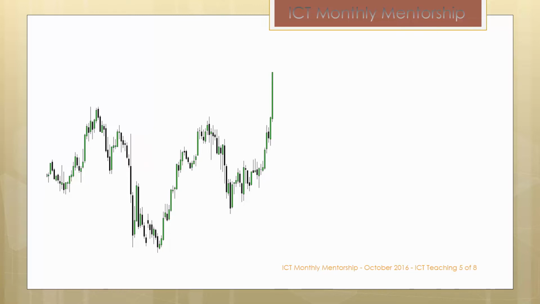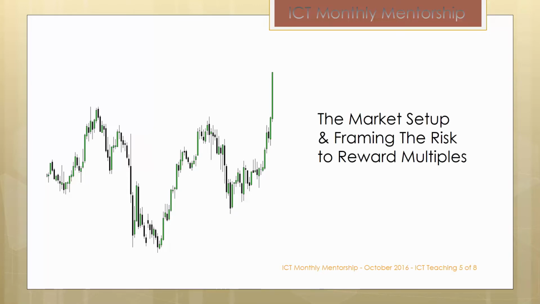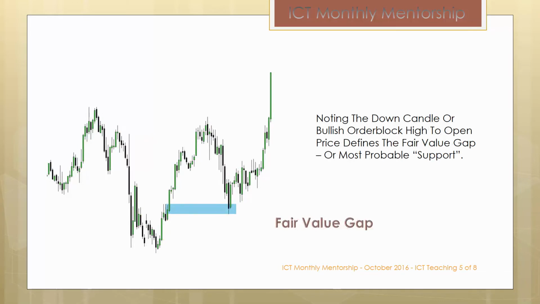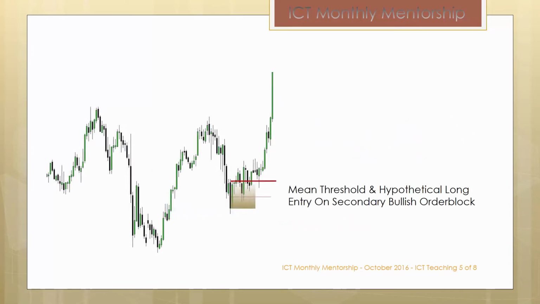We're going to look back at the same sample size of price action, and we're going to go through it a little bit differently. And we're going to assume that we were studying this particular asset class or market, if you will. And we go through our standard markup of market setup and framing the risk and reward multiples. And we noted the bullish order block, and we identified where the market should come back down into it. And we identified the mean threshold and hypothetical long entry on the secondary bullish order block.